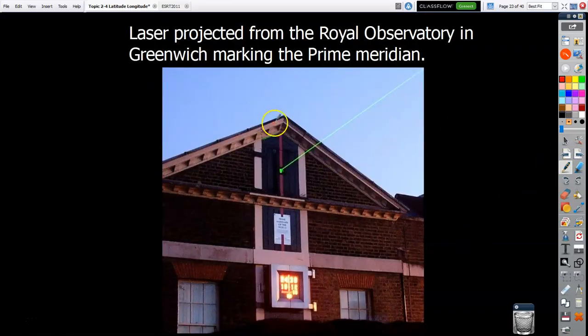They actually have a laser. So the door was down here. This is taken from further away. If you go above that piece of paper, up here at the peak of the roof of that Royal Observatory, there's a laser beam that shoots out, that marks the east from the west hemisphere, projecting to show you where the prime meridian is. So it's kind of cool.